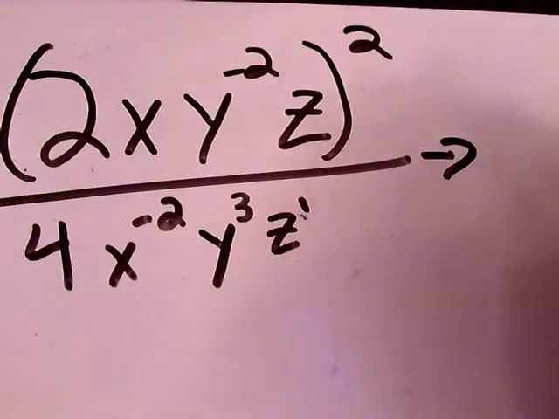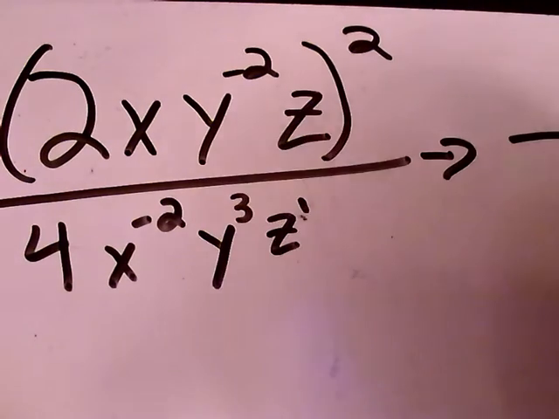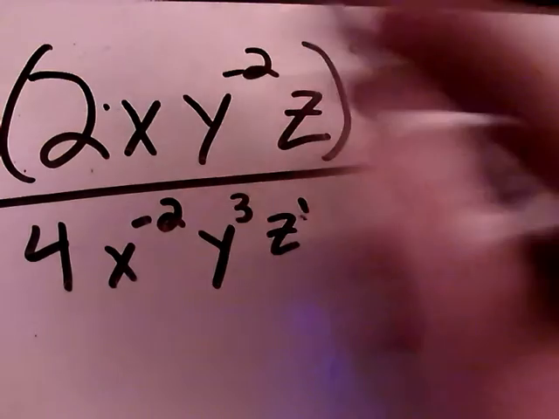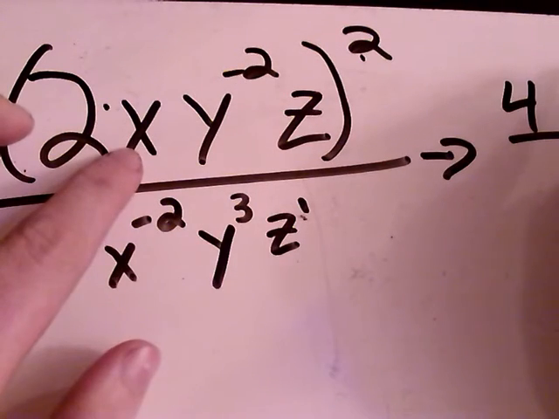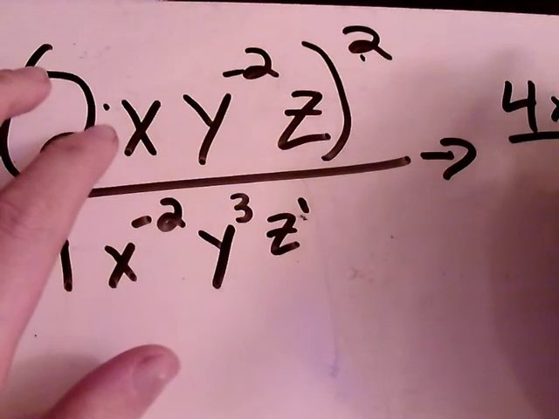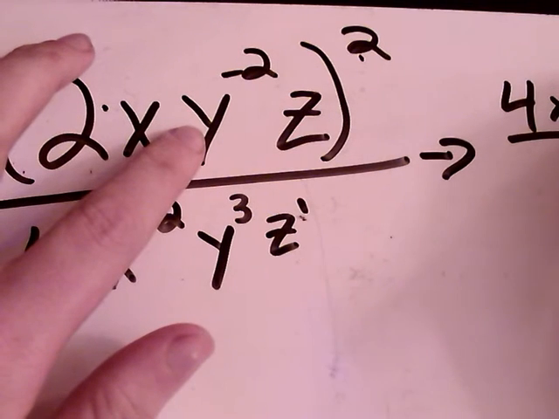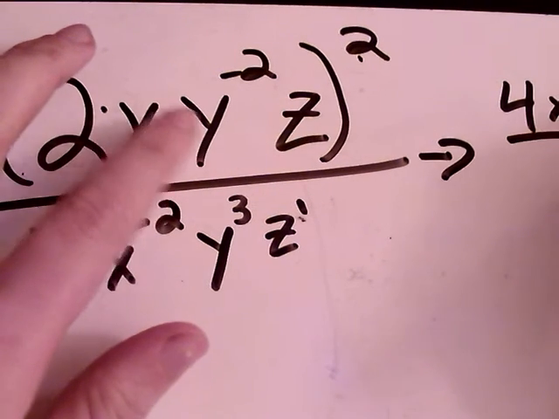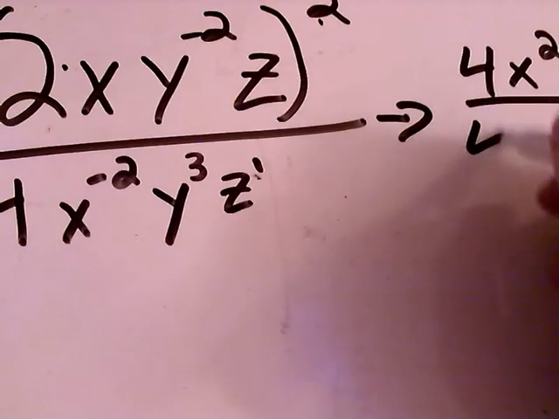Alright, with this one, the one thing I'd always say to go first is your parentheses. If you see parentheses, get rid of them. 2 to the power of 2 gives me 4. We have an x right here, x squared, so this would become x squared. We have y to the negative 2, so that becomes y to the negative 4. And we have z, so that becomes z squared. Let me rewrite the bottom really quick.